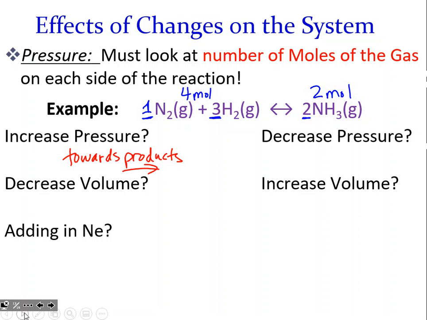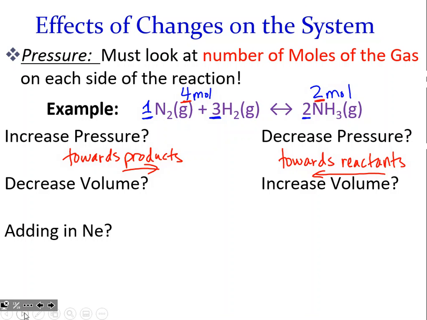Now, decreasing the pressure, in this particular case, once again, looking at the numerical value of the moles of gas, which way would it proceed? Towards the reactants. Very good. So in this case, it's 2 moles to 4 moles, so it's going to proceed to the side that has more moles of gas. If you decrease the pressure, it would go towards the reactants in this case. Exactly.